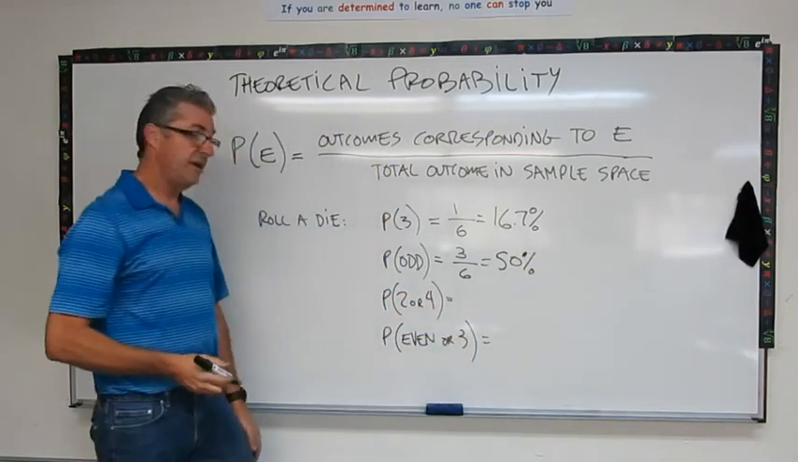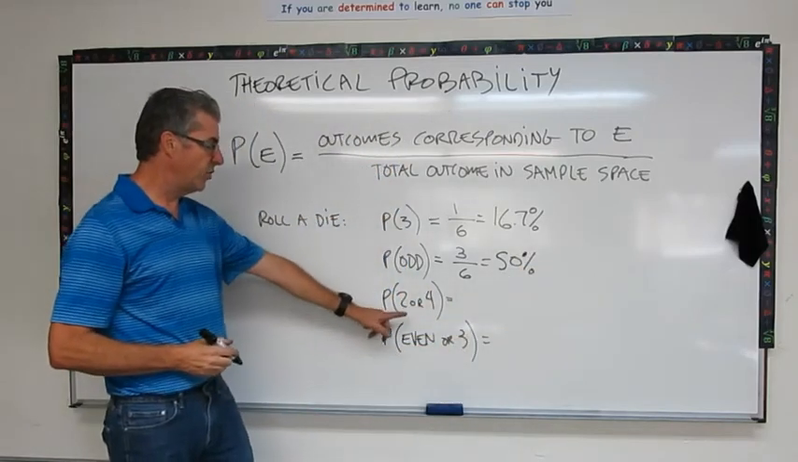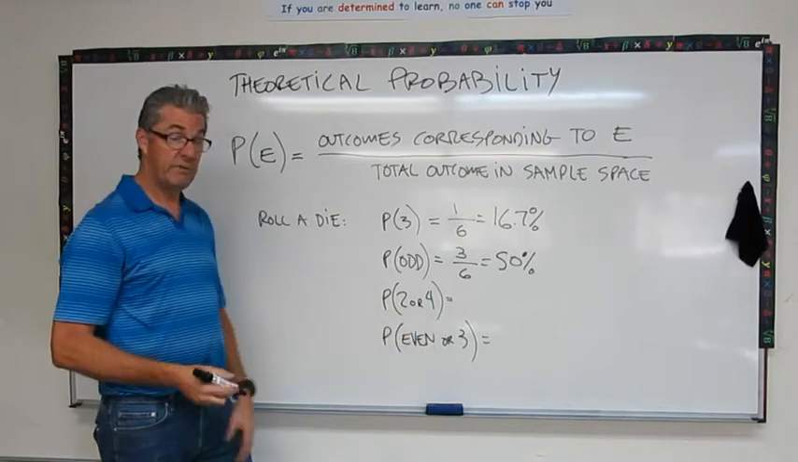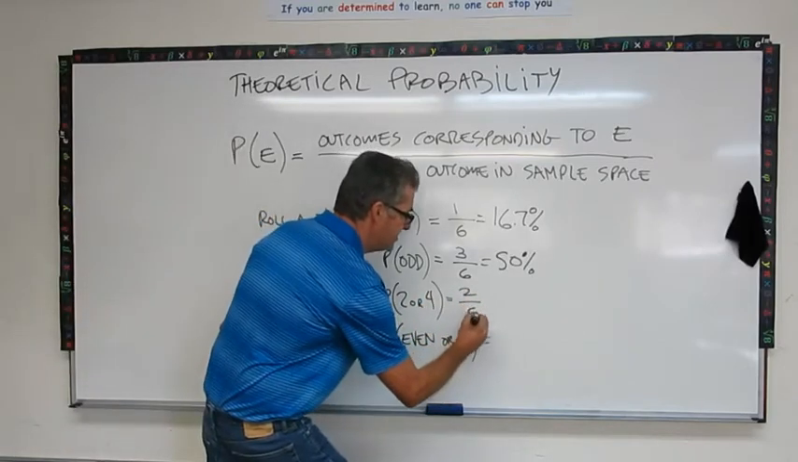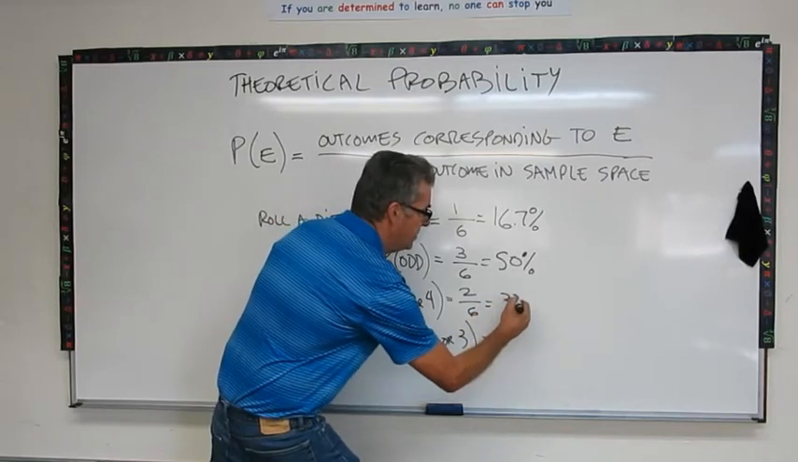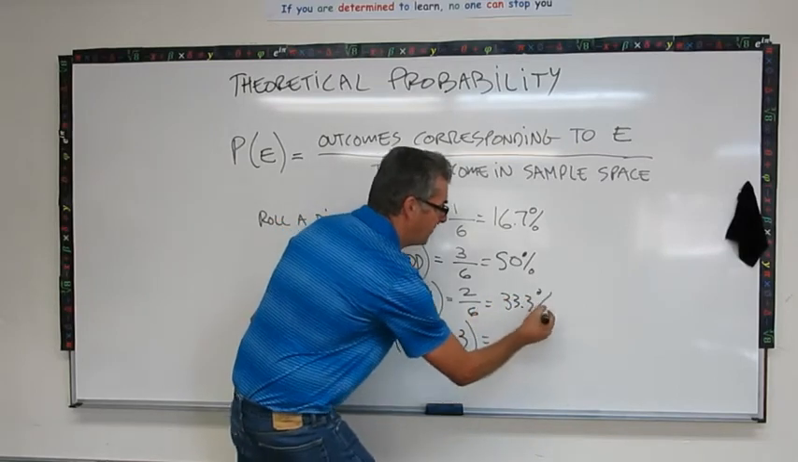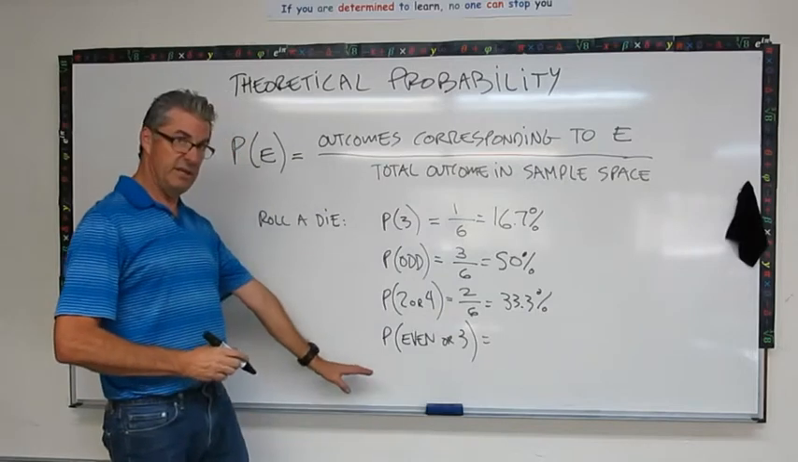Okay? Now let's take a look at this one. This is the probability of rolling a 2 or a 4. Okay, so 2 outcomes that correspond to that. That's going to be 2 over 6, which is 33.3%.